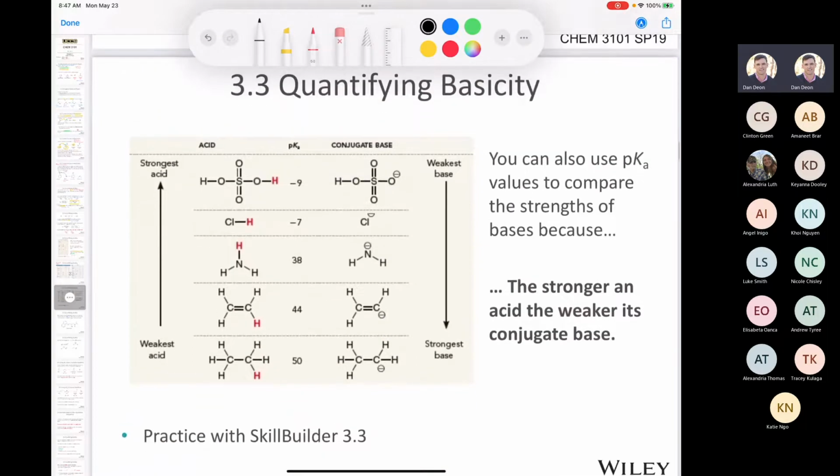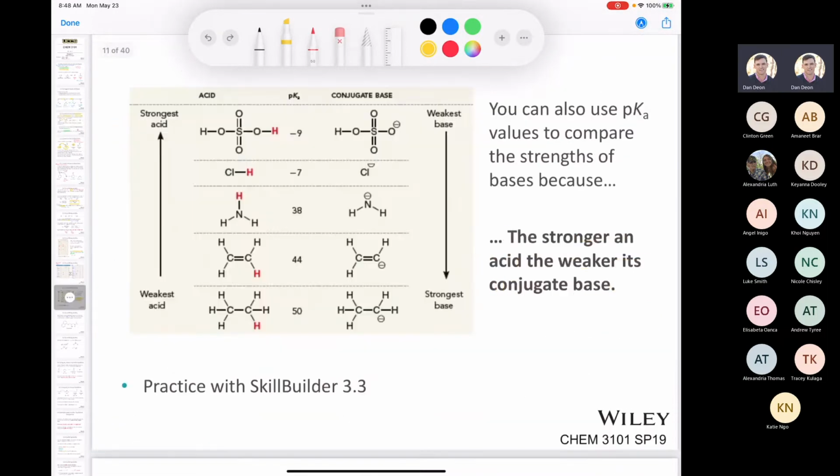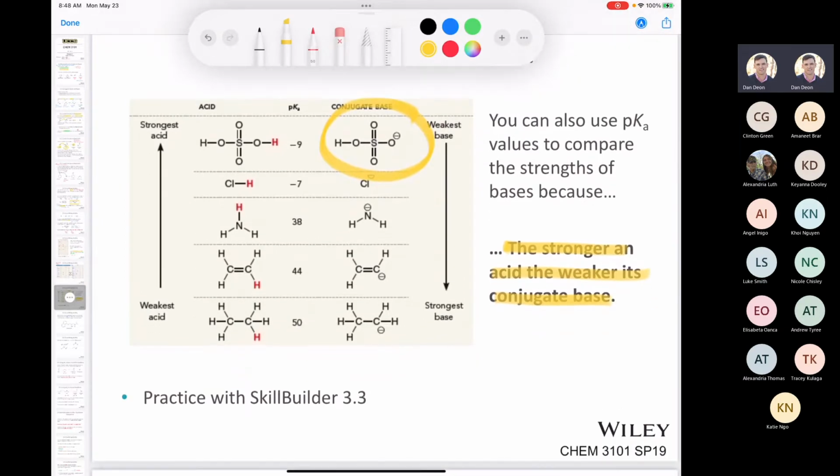And this is just another slide summarizing something that I've mentioned twice already, that the stronger an acid, the weaker its conjugate base. And so if we go back again to something like sulfuric acid, which is a very strong acid, its conjugate base, okay, which is the HSO4 minus ion, so the hydrogen sulfate ion, that is a really weak base. Whereas if you go up to something like an alkane, its conjugate base is extremely strong, because an alkane is a super weak acid.